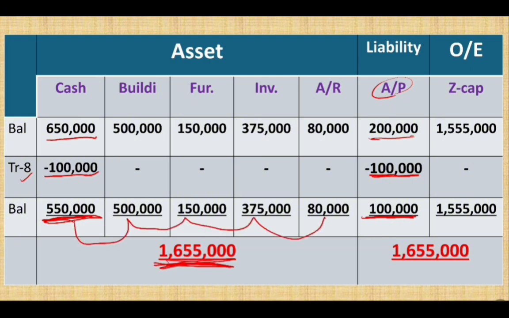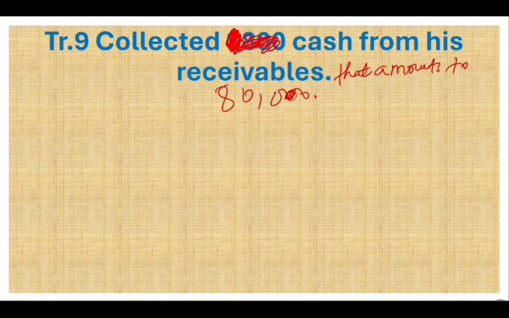So the balance of account payable after transaction 8 will be 100,000. So the total asset is cash plus building plus furniture plus inventory plus account receivable. That has a value of 1,655,000, and the same is true for liability plus owner equity. Liability is 100,000, owner equity is 1,555,000, which gives us 1,655,000. So both are balanced. Okay, now let's go to transaction 9. The company collected cash from its receivables that amounts to 80,000.